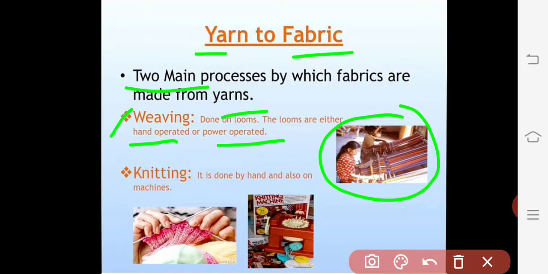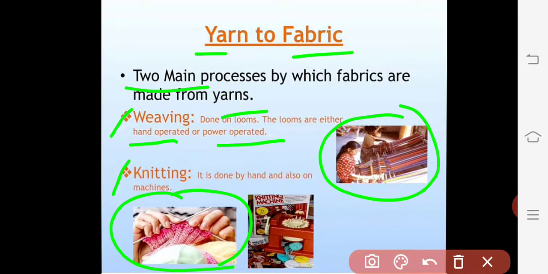Now what about knitting? Generally your grandma or grandfather especially use two needles and knit something, like a sweater for you in the winter season or a muffler, whatever you like. As soon as the winter season comes, you find them sitting around the corners, knitting like this, which I'm showing you in the first picture. Observe it clearly.